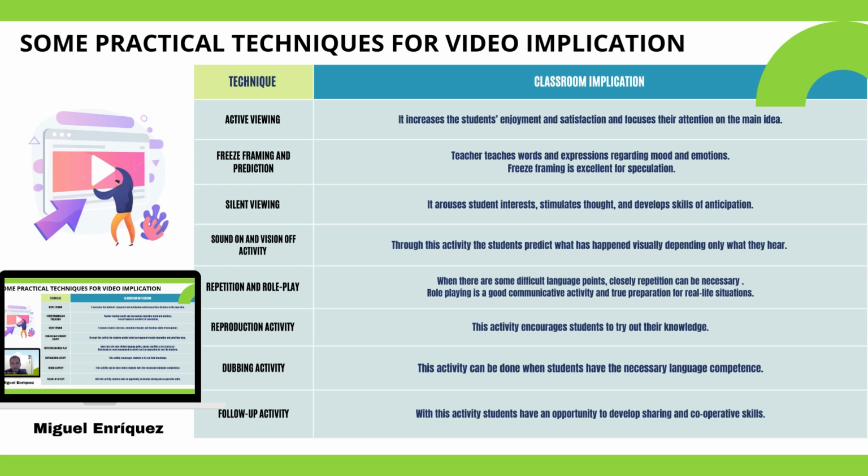Dubbing activity. Students need to have a considerable level of English to participate in this kind of activity because they need to fill in the missing words. First of all, you present a dialogue or a video dialogue, and after that, they need to complete the missing words in the spaces.